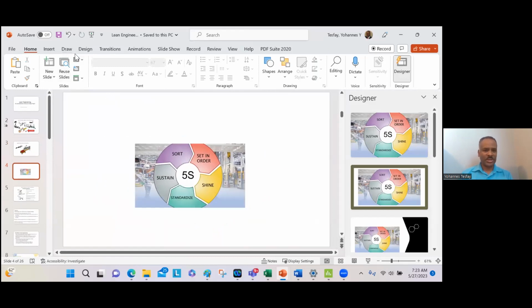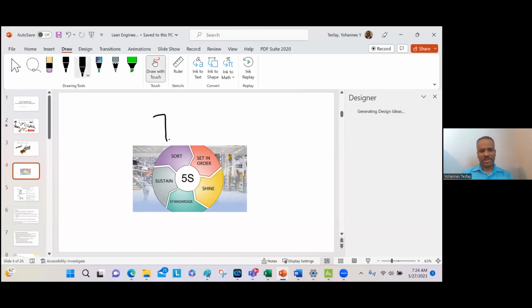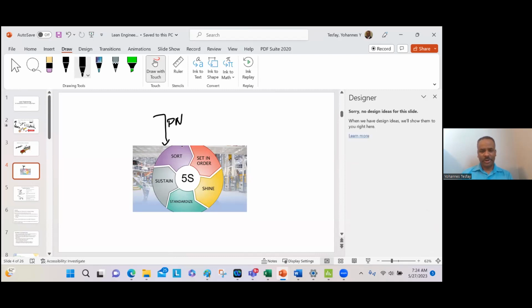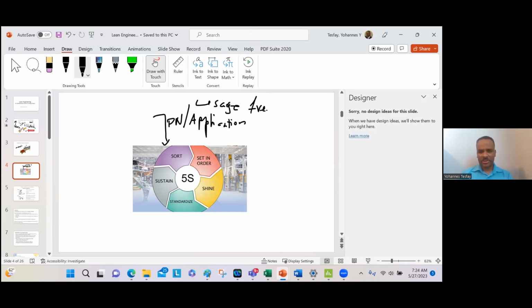Sort. We need to know what sort is. When you say sort, it should be in place, sorted based upon pattern, PN, or application, or usage, or it could be usage frequency, just like that. So those are with respect to sorting.